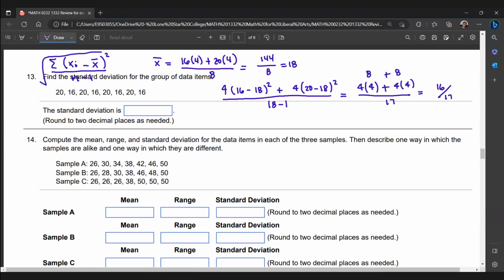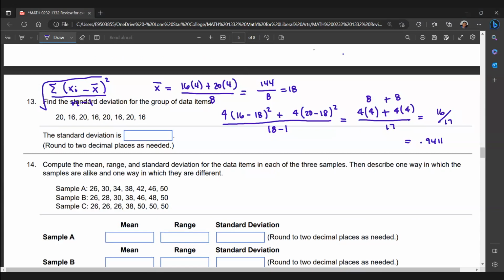All right. And then 16 divided by 17, I get 0.9411. I think I'm going to have to pause this real quick. No, that's not what I meant to do.